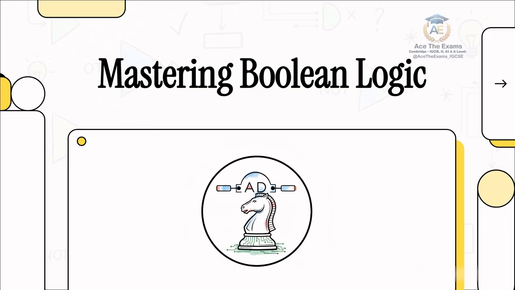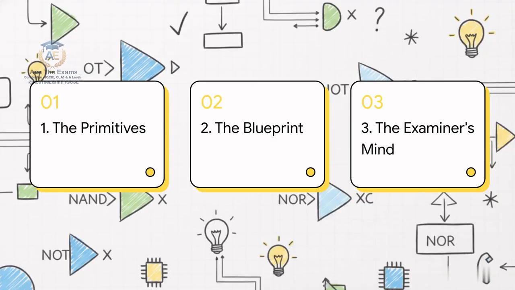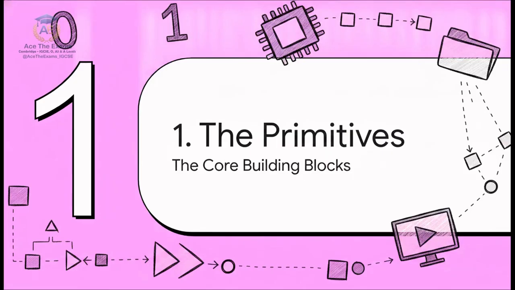We're going to totally transform the way you look at logic gates, truth tables, and those massively complex logic circuits. Because by the end of this session, you won't just know the correct answers, you'll know exactly how to display your logic on the page to guarantee maximum marks. So let's jump right into this. Here is exactly how our strategy is going to unfold today. Part 1, the primitives. Part 2, the blueprints. And finally, Part 3, the examiner's mind. Starting off with Section 1, the primitives, the core building blocks.